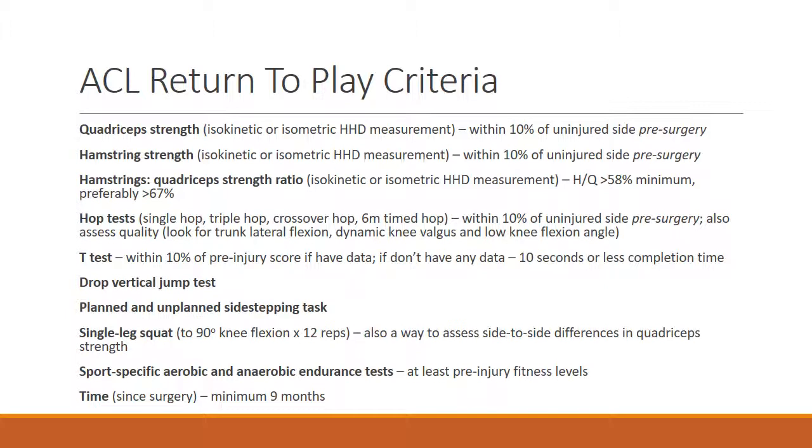And then another couple, one for fatigue. We want to look at their endurance in aerobic and anaerobic measures, because if they're not as fit, they're more likely to go into these movement patterns that might be high risk for ACL injury. And also times in surgery too.